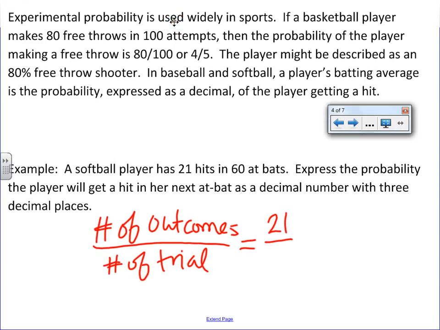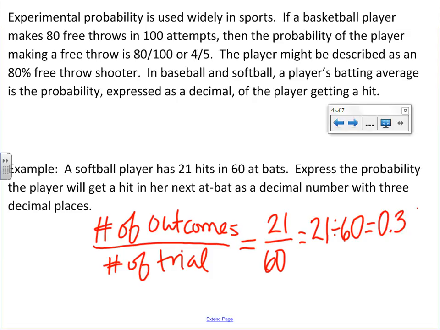So she had 21 hits out of 60 at-bats. And when we punch this into our calculator, we should punch in 21 divided by 60. Now when we do that, we're going to get 0.35. But they tell us as a decimal number with 3 decimal places.